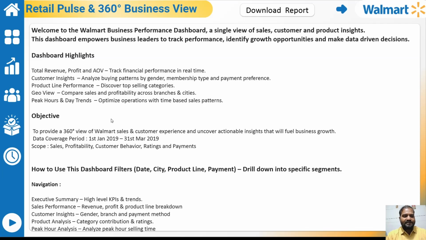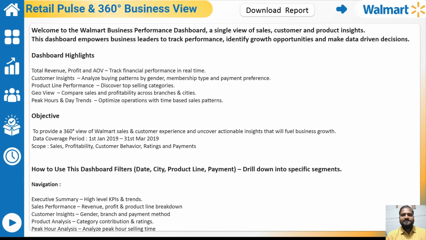Now, before we move ahead, let me give you a quick sketch of the upcoming pages. The first page is executive summary, the second is sales performance, the third is customer insights, the fourth is product analysis, and the last one is the peak hour analysis. The data set is between the 1st Jan 2019 to 31st March 2019.